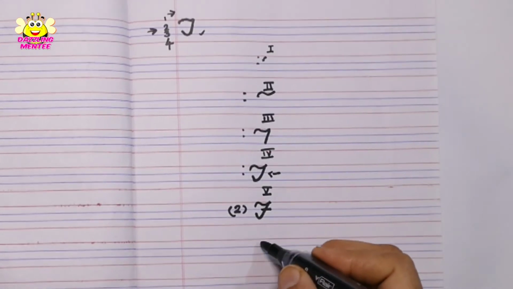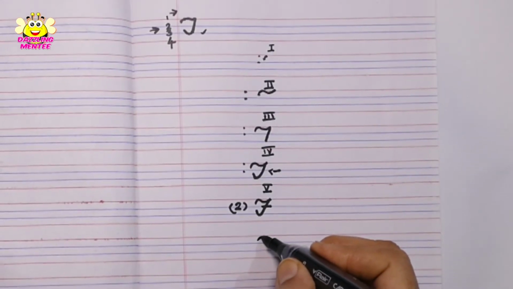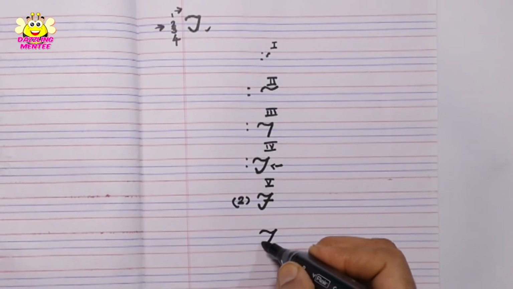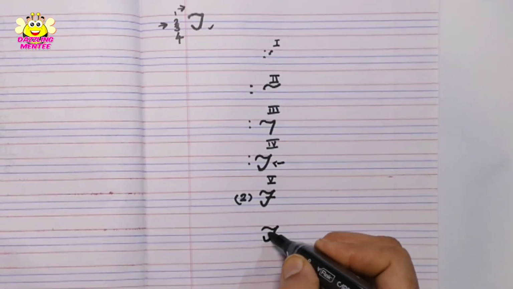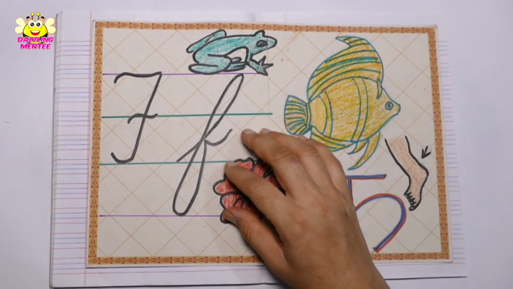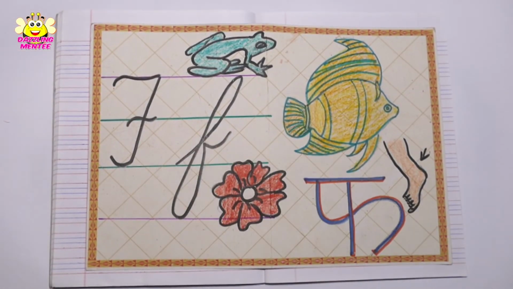Once again, step one, step two, step three, step four, step five. So this way you have learned how to write capital alphabet F. One game is waiting for you.